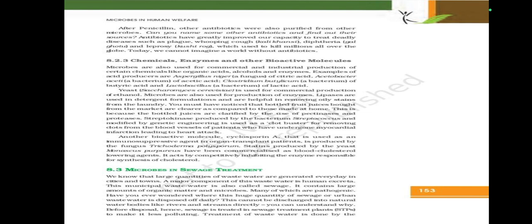Streptokinase, produced by the bacterium Streptococcus and modified by genetic engineering, is used as a clot buster for removing clots from the blood vessels of patients who have undergone myocardial infarction leading to heart attack. Another bioactive molecule, cyclosporin A, that is used as an immunosuppressive agent in organ transplant patients, is produced by the fungus Trichoderma polysporum.